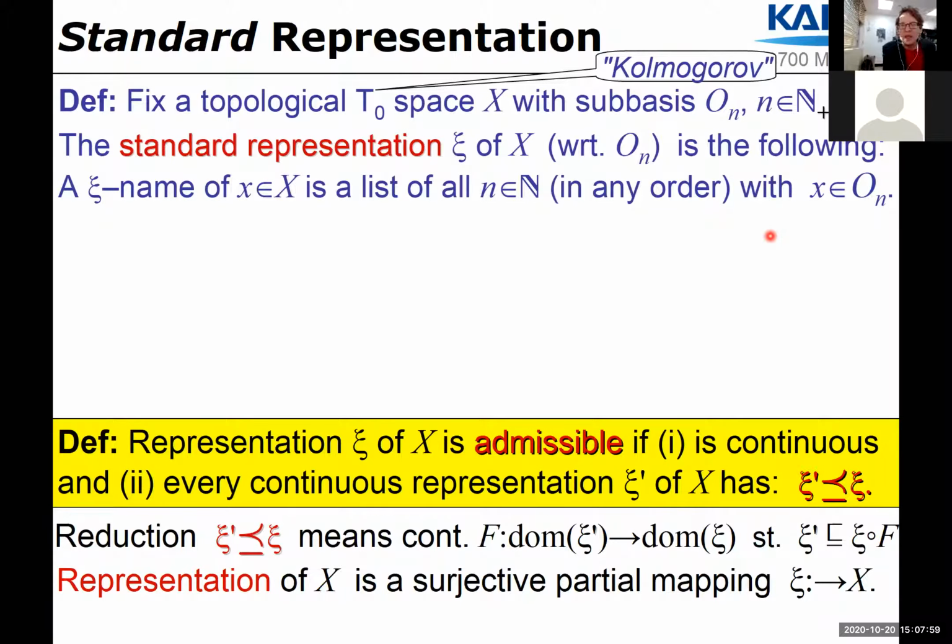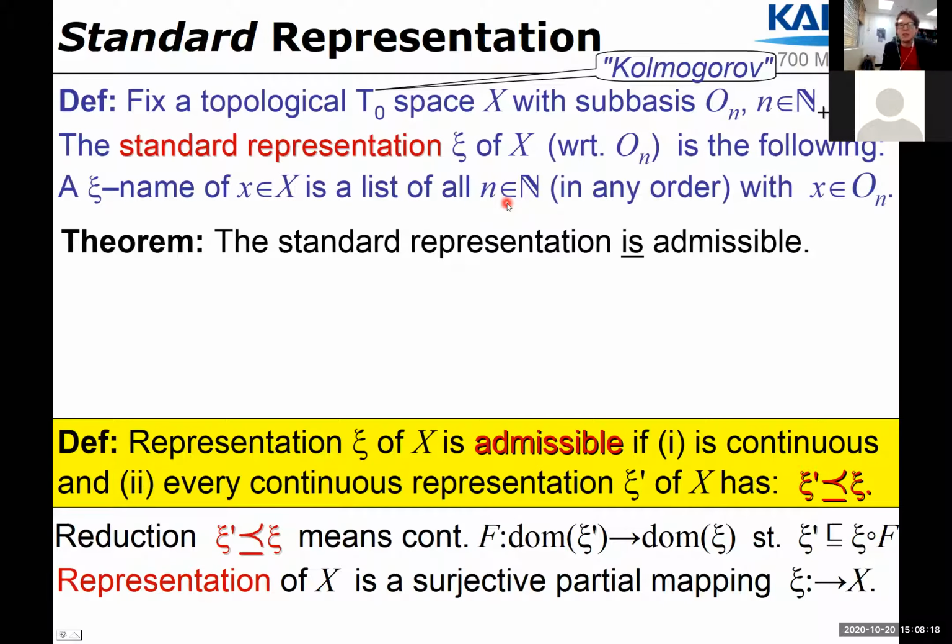Okay, and that should tell us everything we need, or everything we can know, for computing with this element, computing maybe on this sequence of natural numbers. And indeed, the theorem says this so-called standard representation is admissible. And the subtle point hidden behind that theorem is that it actually is a representation.